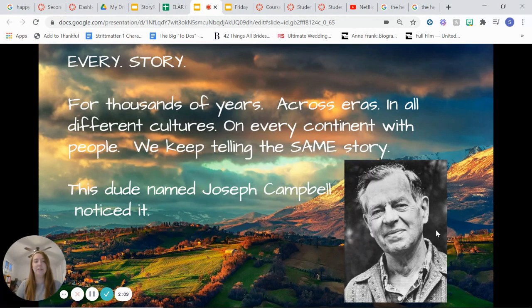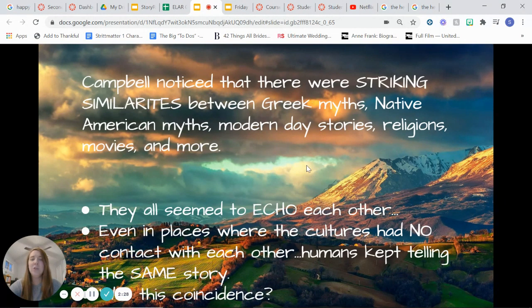This is a picture of a man named Joseph Campbell, who was the first one to really say, hey, is anybody else noticing all these interesting patterns here? They just keep echoing. So he starts looking at all these stories and notices every single one of them has the same steps. He noticed that there were striking similarities. Things were the exact same in Greek myths, in Native American myths, modern day stories, religions, movies and more. Every single story seemed to echo each other.